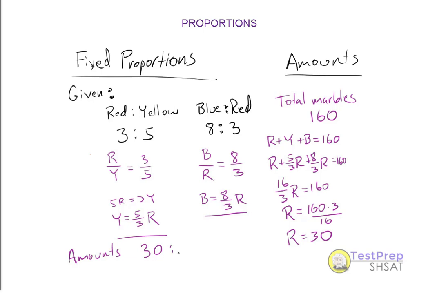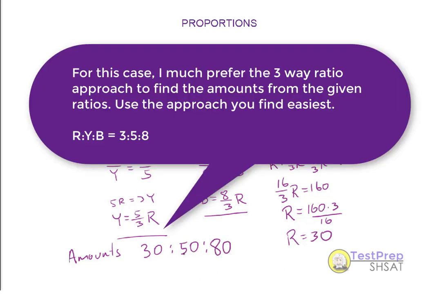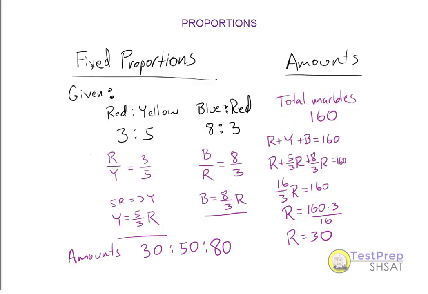So now I can actually put amounts, not just proportions, but amounts. 30 red. How many yellow would there be? Well, 5/3 of 30, which is 50 yellow. And how many blue? They're 8/3. Well, given that red is 30, that would be 80 blue. Combine this 80 and 50 and 30, that is our 160 total. So these are the amounts of the different colors of marbles in the bag.